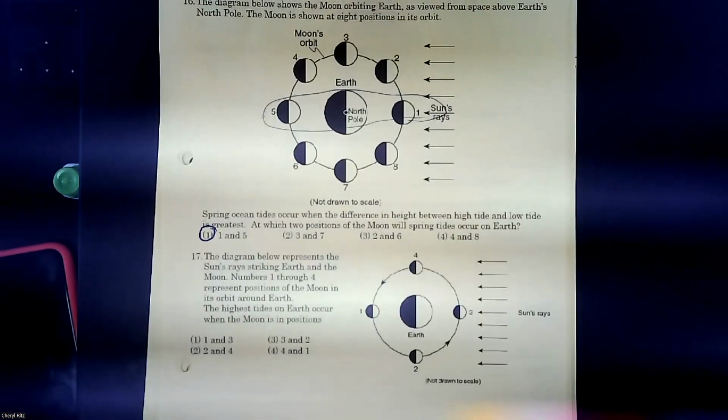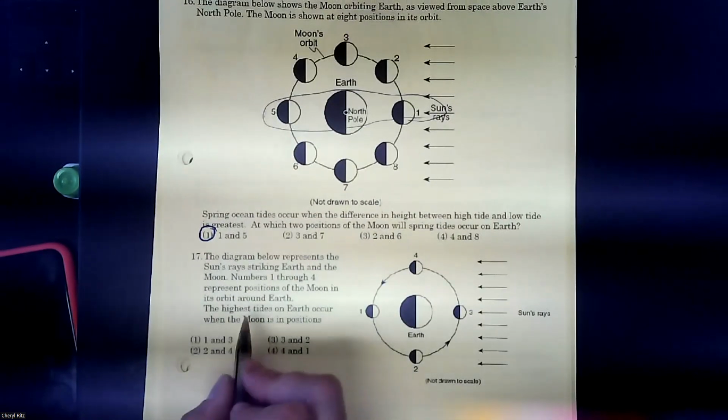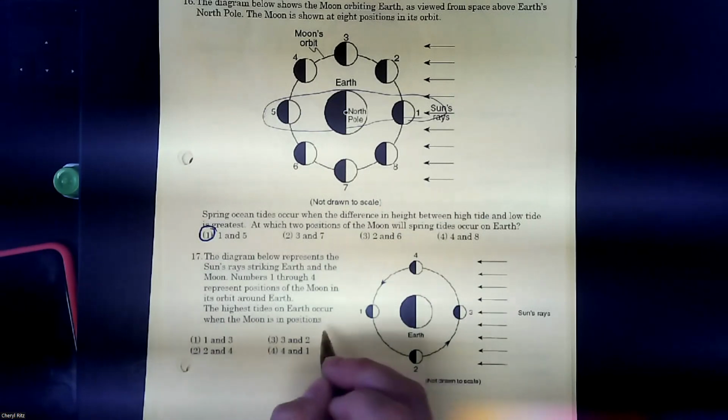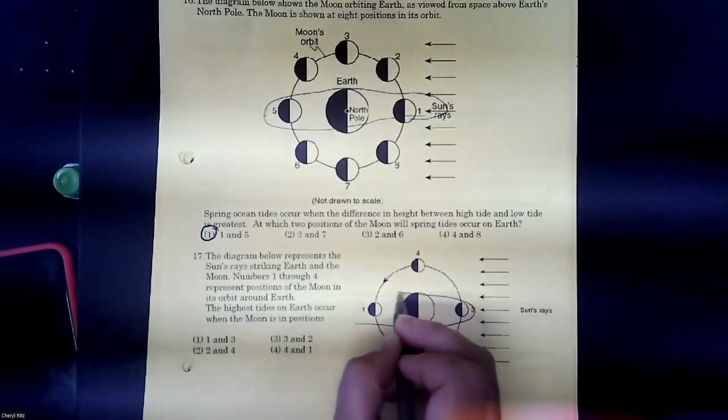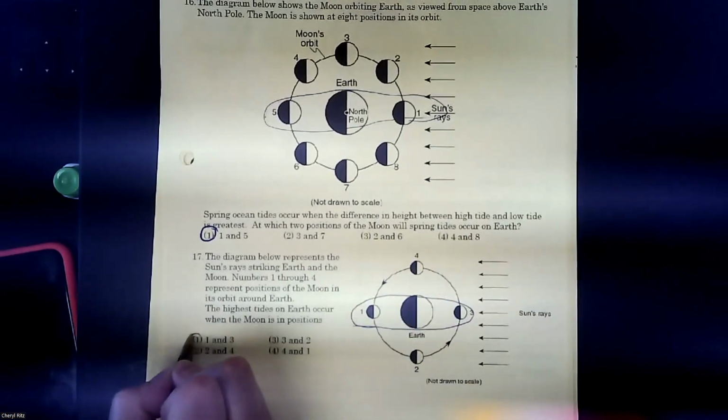This question again asks basically the same question. The highest high tides occur when the sun gets in on the action. So in this case, it's 1 and 3.